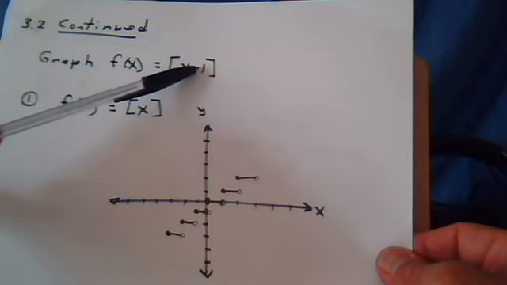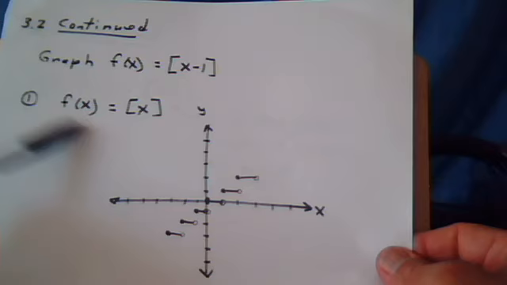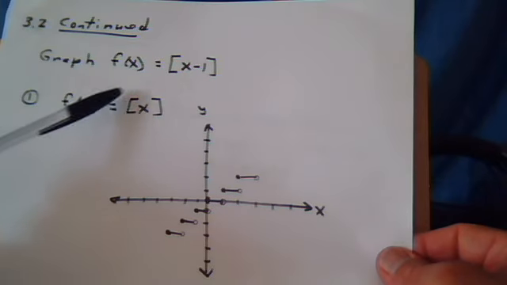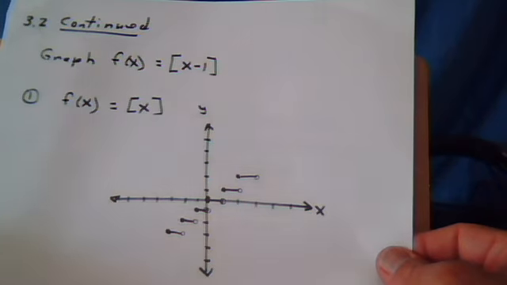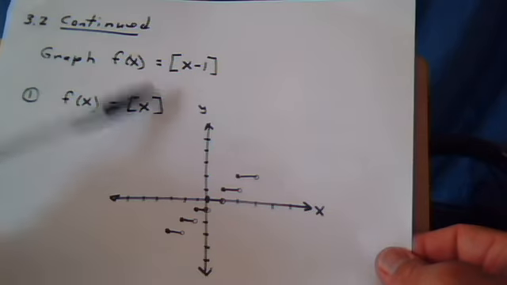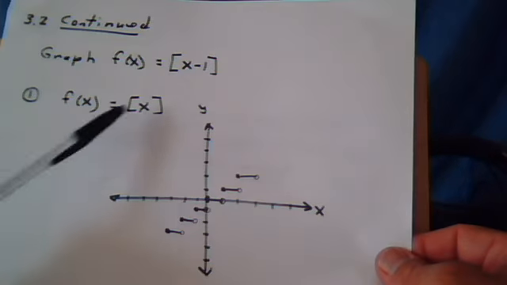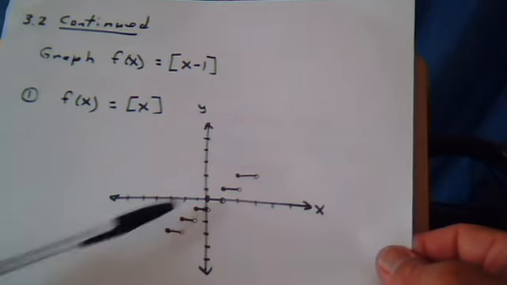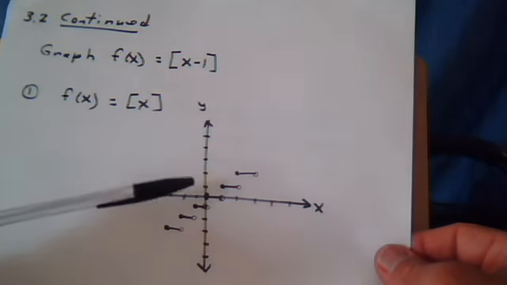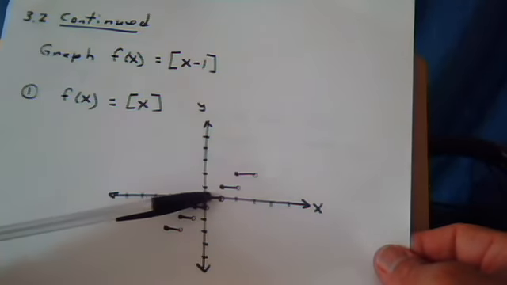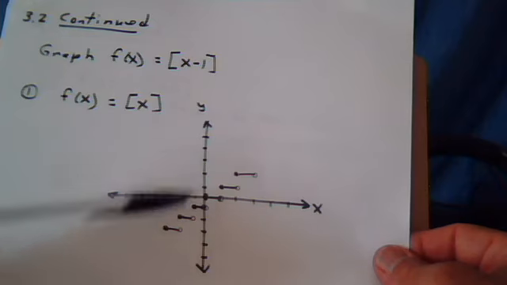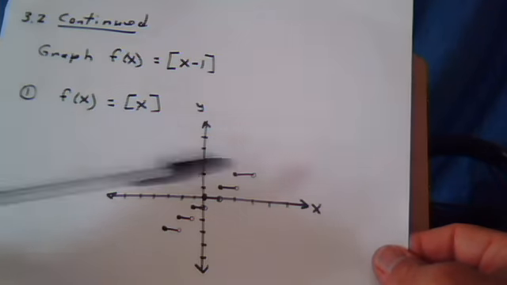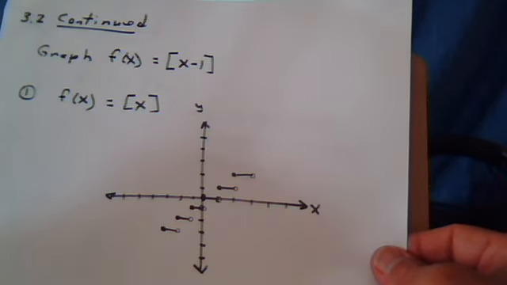Notice this one already has a -1 tagging along. This one is just a plain old greatest integer function of x. That's the parent graph, the one that hasn't been altered, doesn't have numbers around it. It looks like this. The easiest way to remember this graph is to start off with this one. This is the easiest step. This is like a step function, a floor function, they call it sometimes. It looks like a staircase.